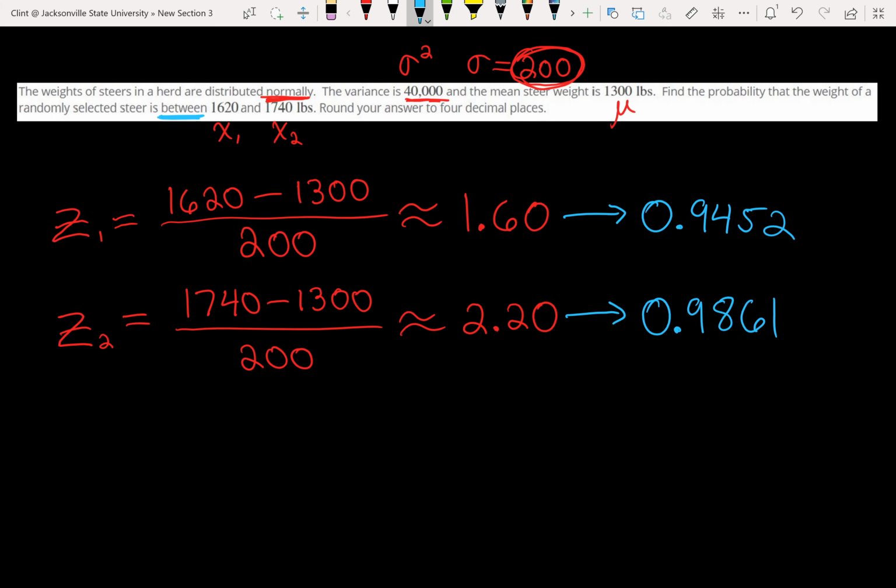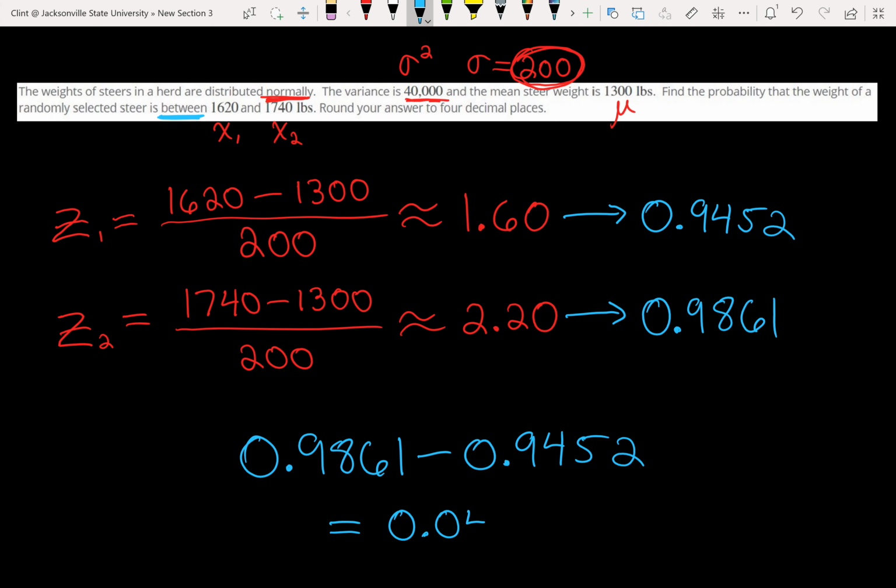Then we need to subtract. Remember, our answer can't be negative here, so we got to put the bigger one first. 0.9861. And the reason why it can't be negative is you can't have a negative area or a negative probability. They have to be 0 or bigger. So the big one minus 0.9452. We subtract, so 0.9861 minus 0.9452. We get our final answer of 0.0409. And that is our probability here.